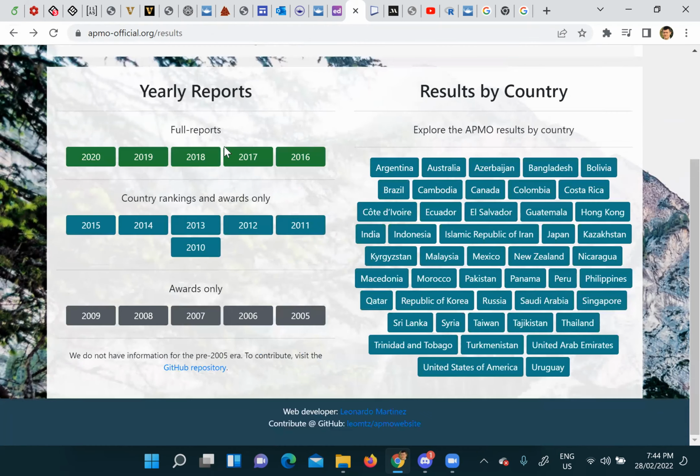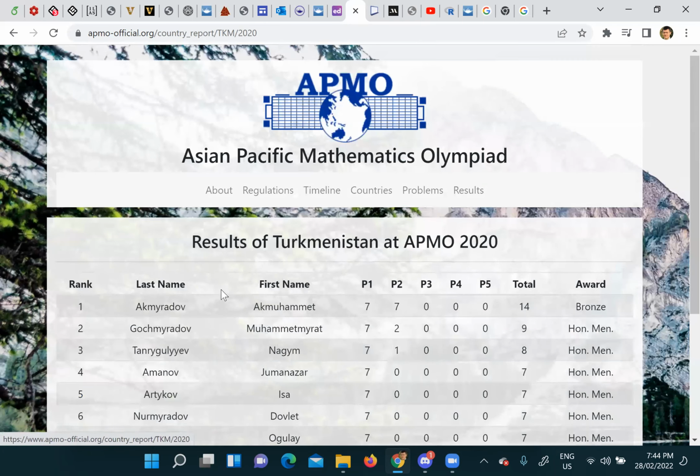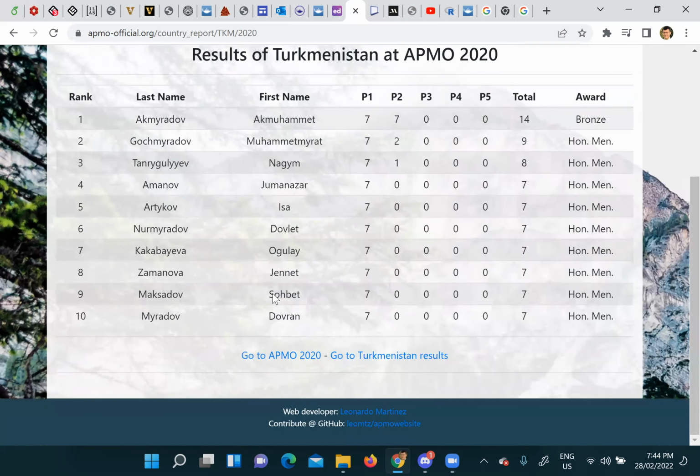Alright, another country. Turkmenistan. Mexico. Syria. Turkmenistan, I'll go for. Okay, low scores here. Oh, but they all got 7s in question 1. Oh, great job.